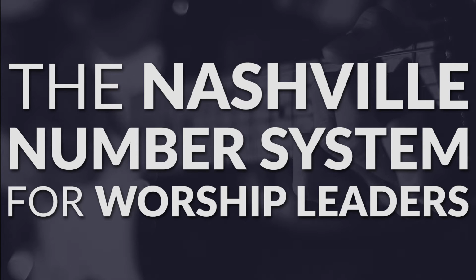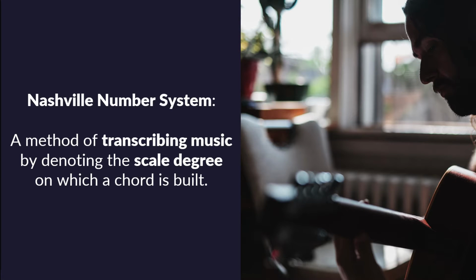If you don't know what the Nashville Number System is, let's just define it. This is straight off of Wikipedia, and it's a little bit hard to understand, so I'm going to break it down. In essence, the Nashville Number System is a method of transcribing music by denoting the scale degree on which a chord is built. Now let's break that down, because there's some musical words in there that we need to define so that we understand what it is.